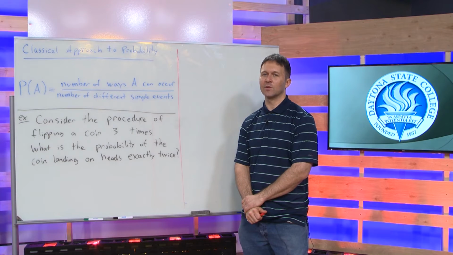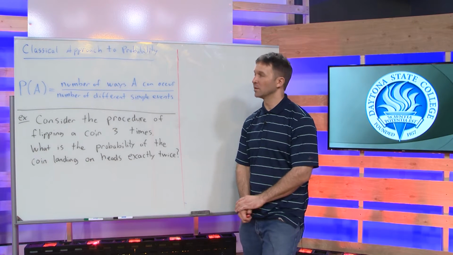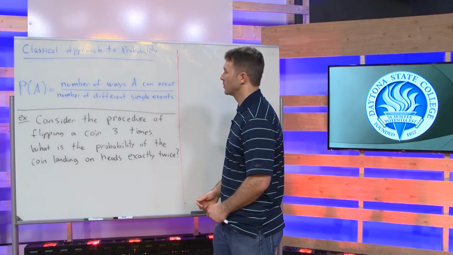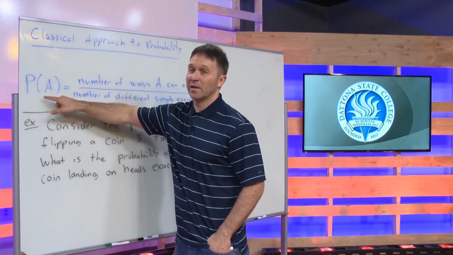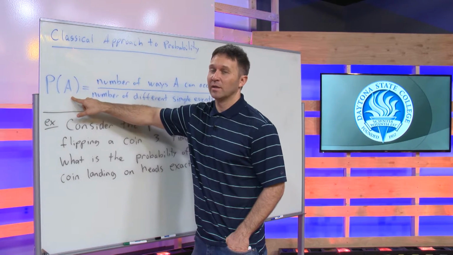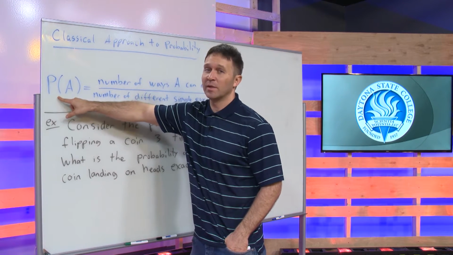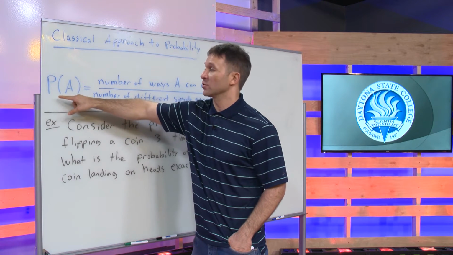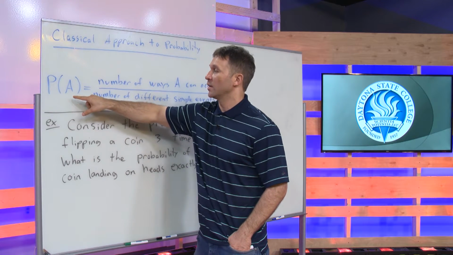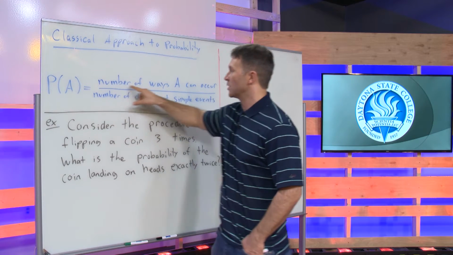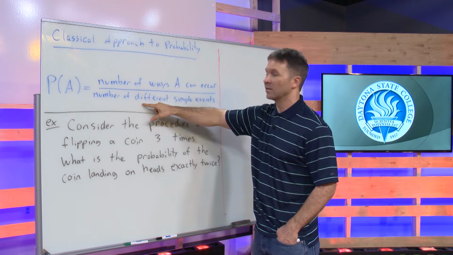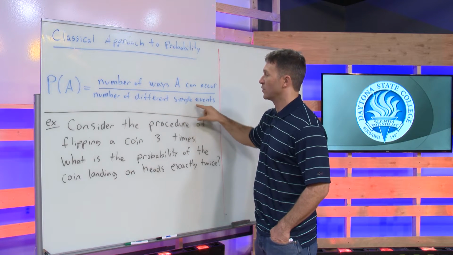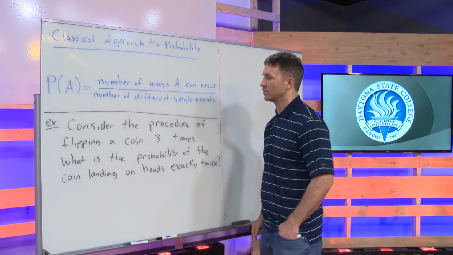In this example, we're talking about the classical approach to probability. And I want to remind you of a little bit of notation. We would read this as P of A, in other words, probability of A. Capital P representing probability, and A is going to be an event. And so this means probability of A. And probability of A is equal to the number of ways event A can occur divided by the number of different simple events in the procedure in question.